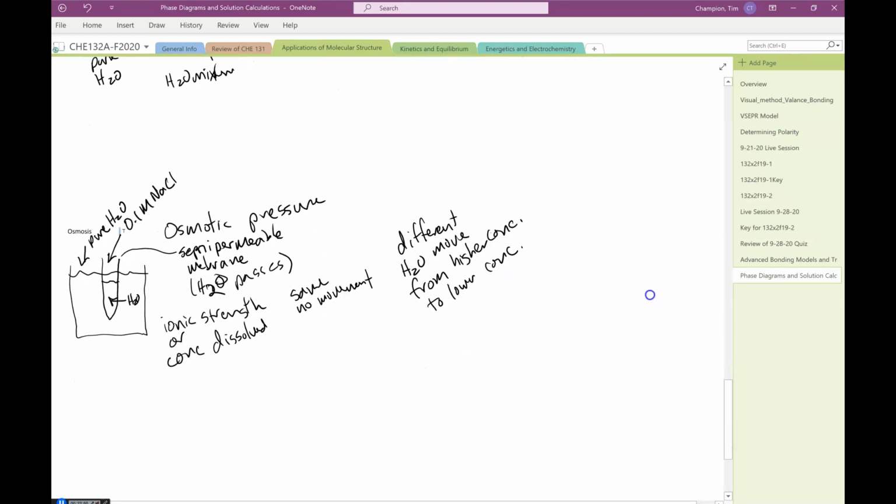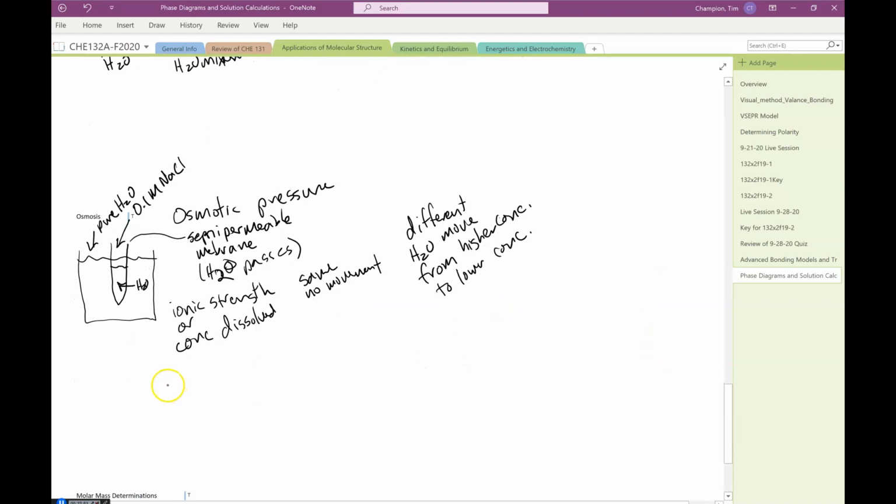Now, this osmotic pressure, which is labeled pi, is equal to the molarity times the gas constant times the temperature. And if you're thinking, wait a minute, why are we using the gas constant? Well, let's think for a second.